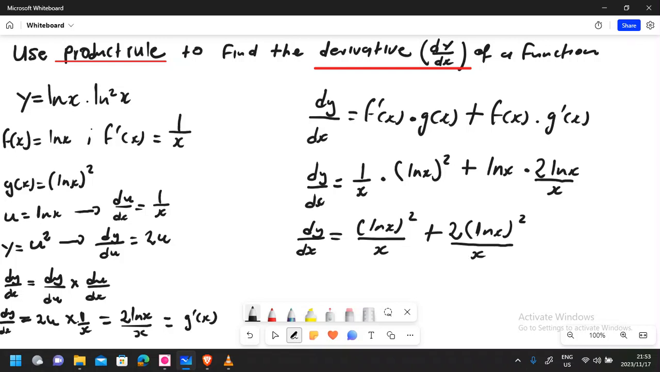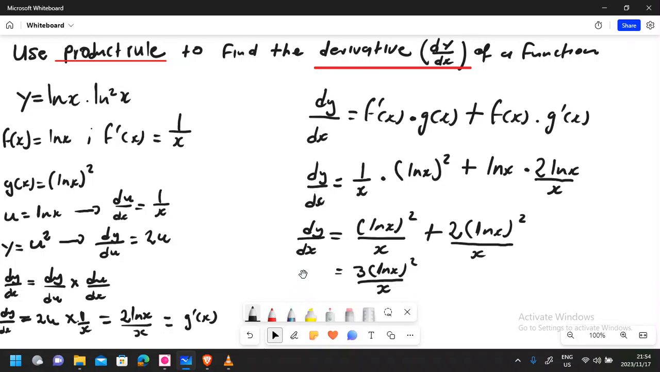Now if you look at this, they have the same denominator, which is x, meaning the numerators, they're going to do what? They're going to add. We have 2 natural log x squared on the second term. We only have 1 here. So what happened? These are the like terms, so they're going to add. They're going to give you 3 natural log x squared over x.